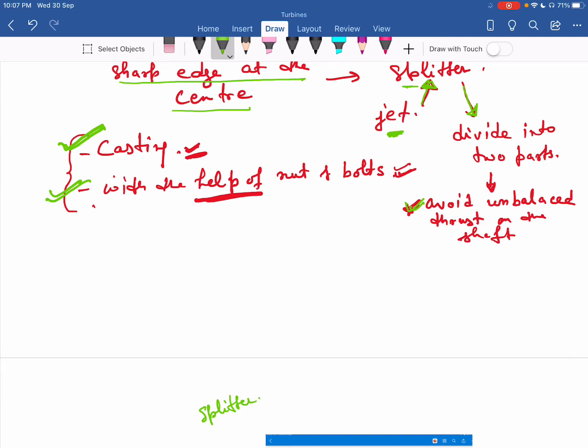Now the advantage of this over casting is, if there is any damage to a single bucket on the runner, and the fastening is with the help of nut and bolt, you can easily replace that single bucket. Now if you have a casting runner, in that case you have to replace the whole runner in case of damage even of a single bucket. So that is the advantage of the fastener runner over the casting one.